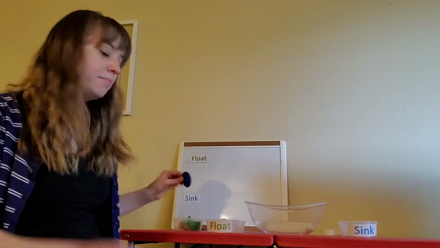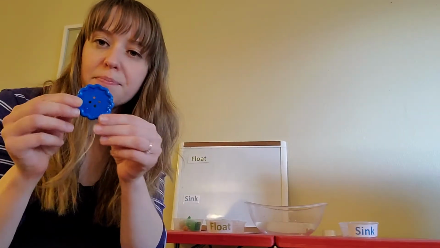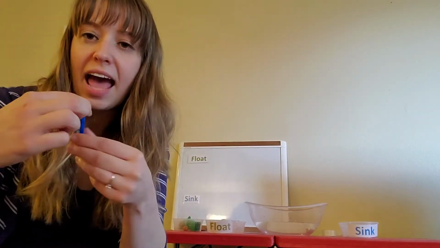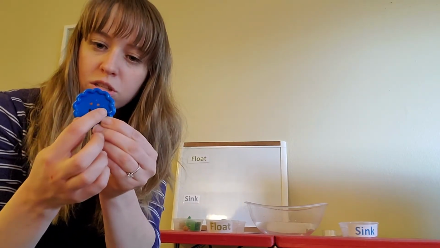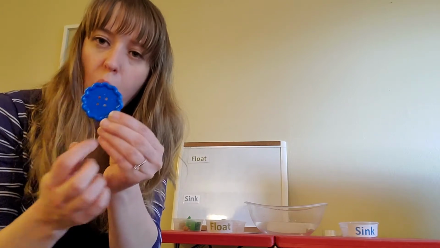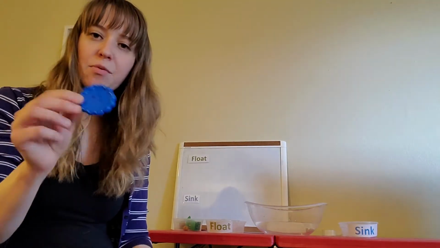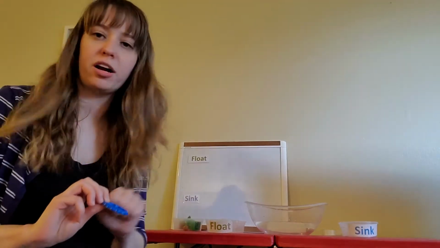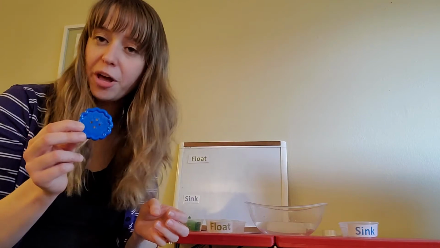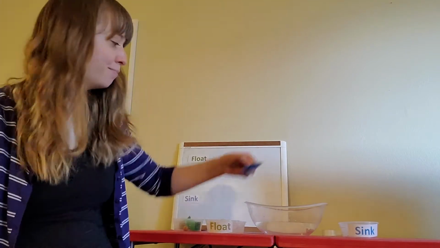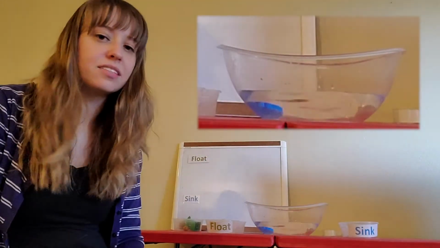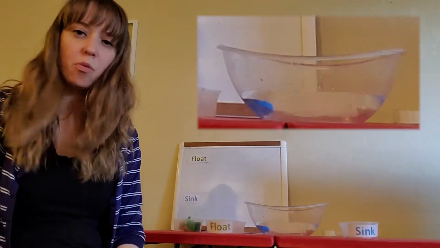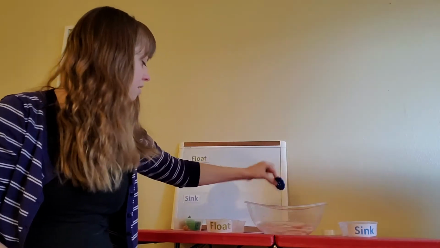Our second item is this button. You can see the button is made of plastic and it has holes on the inside. Can you count the holes with me? 1, 2, 3, 4. 4 holes. Let's see what happens when we put the button in the water. But first, what do you think will happen? Will it sink or will it float? Let's test. The button is floating right on top of the water, so we'll put it in the float bowl.